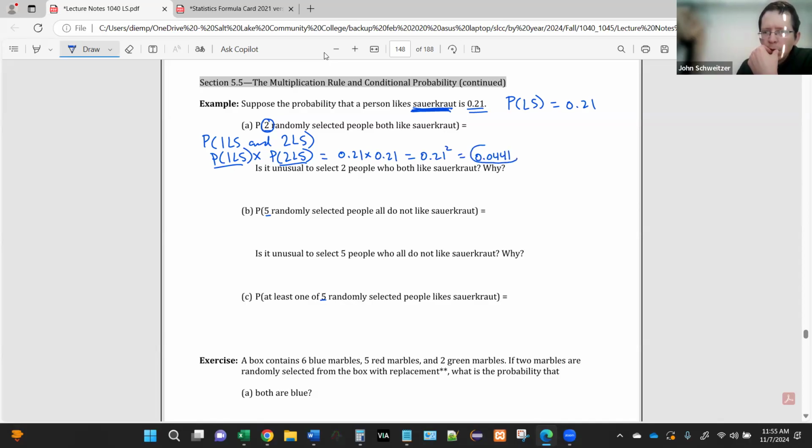Okay, so you randomly select 2 people. What's the probability they both like sauerkraut? It's actually pretty small. In fact, it would be unusual to select 2 people who both like sauerkraut because it's under that 5% cutoff. Remember that 5% rule we used to define unusual? So I would say yes, it is unusual because 0.0441 is less than 5%. Okay.